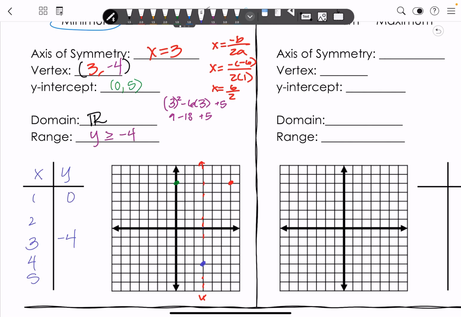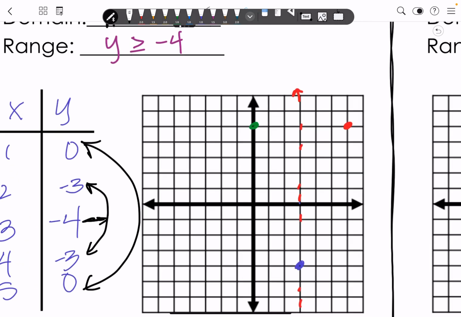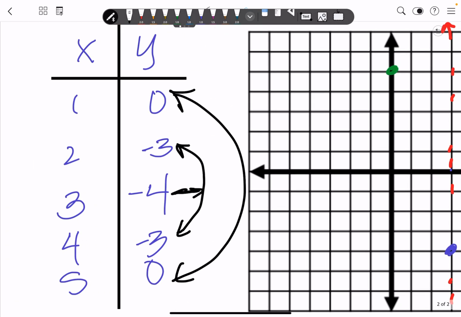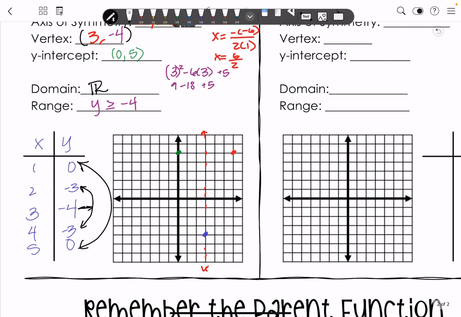All right, so you should have gotten 0, -3, -4 was already there, -3, 0. And you'll notice, in fact, your vertex is right here, and right in your table, you're getting parabolas, essentially, with the values. Okay, they mirror each other because of that axis of symmetry. So if I were to give you just this table, you could tell me that the vertex was 3, -4, because that's the point where things start going the same in both directions.